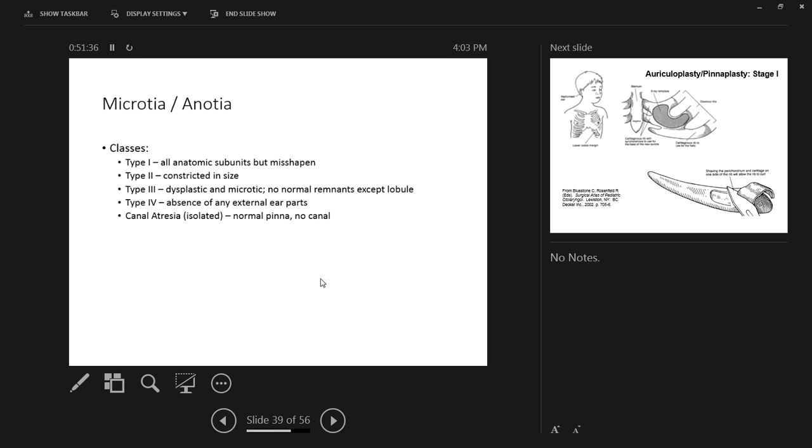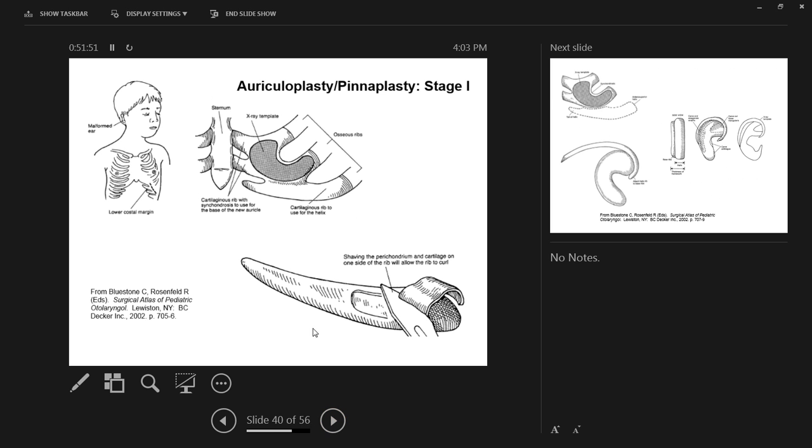Okay, so bear in mind that we talked about the classes, type 1, type 2, type 3, and type 4 microtia with an ear canal intrusion with normal pinna. The way that it is done, again, is in 4 stages. So here's that example of the child with the right-sided malformed ear. The surgeon harvests cartilage from the ribs.